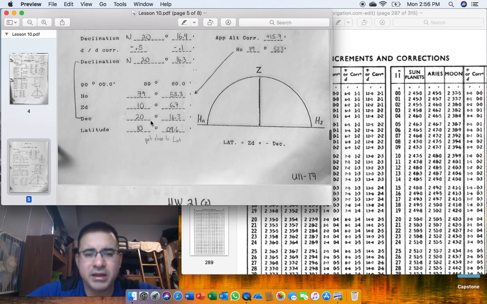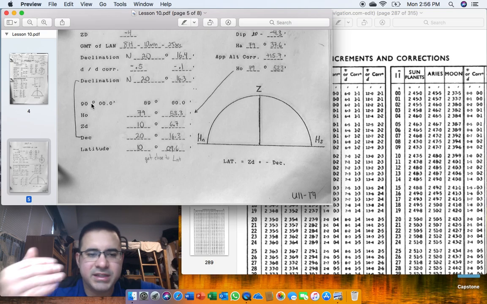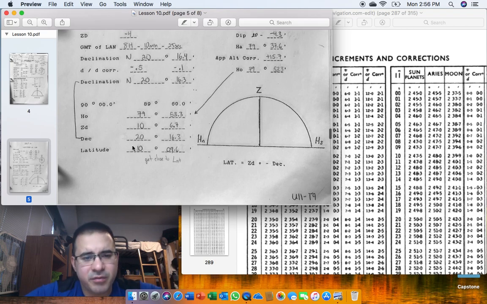I'm not that great at explaining this part, but it'll kind of make sense. So we have to remember, it's 90 minus your HO that gives you your zone description. We got this already. Bring it down. Do the math. 89 minus 79 is 10. 60 minus 53.7 is 6.7. And we have our declination from here, 20 and 16.3.